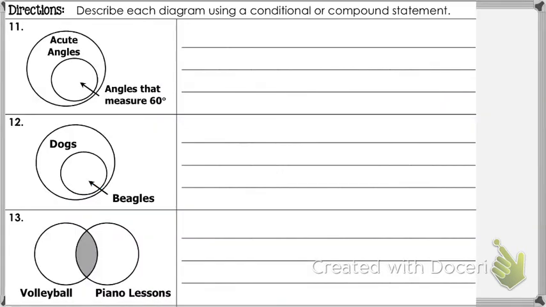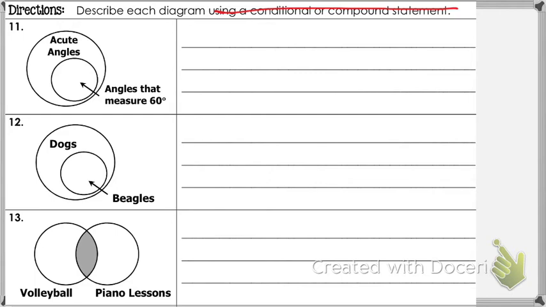Below this, we're going to describe these diagrams using conditional or compound statements. Okay. Another way you could do this actually, that I might even prefer, rather than using a conditional or compound statement, is using our words like all, every, some, sometimes, no, never, like we did on the previous page. We're actually going to stick to that. I'm going to call an audible there. An audible is just a slight change.